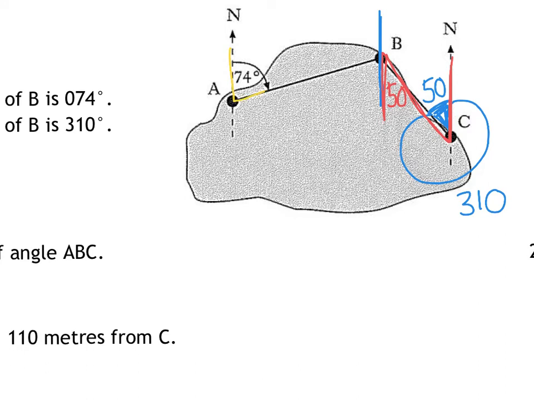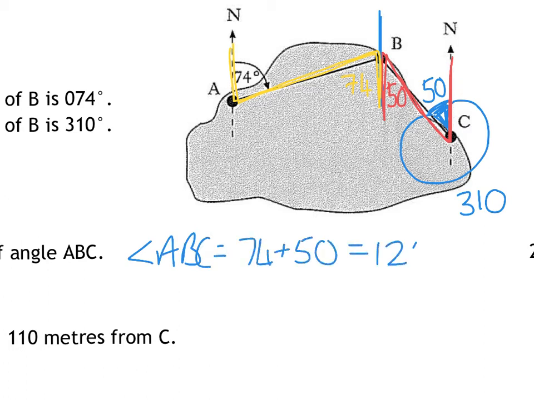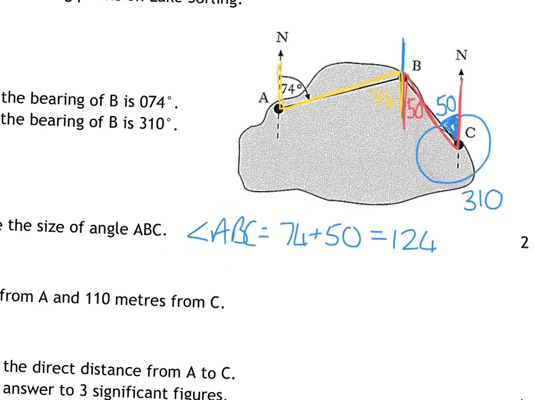Here is another Z shape, on its side. So in here is 74. Now that's not the best colour to use, but it does mean the angle ABC is 74 plus 50, which is 124.